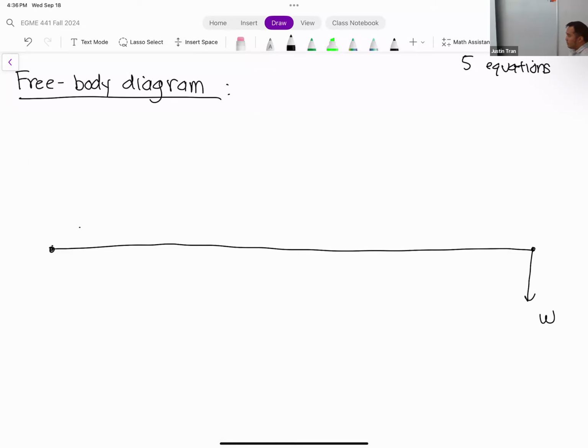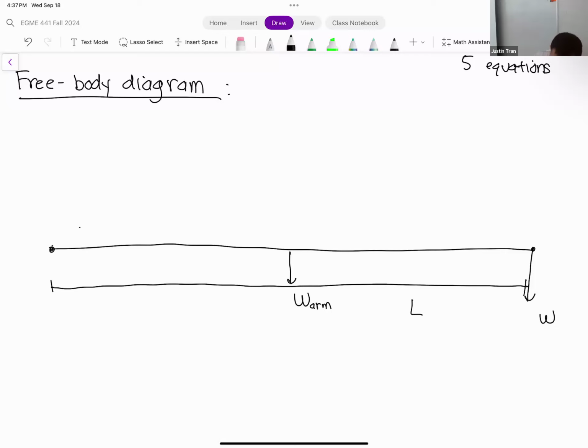Just like we did in the last example, we're going to assume that the weight of the lower arm itself is going to contribute to weight. So we have W arm that's acting right in the middle. Let's assume that we know the total length of the arm here, so this length here is L. And we're going to assume that the weight of the arm is going to act right at the midpoint, so it's going to act at L/2.